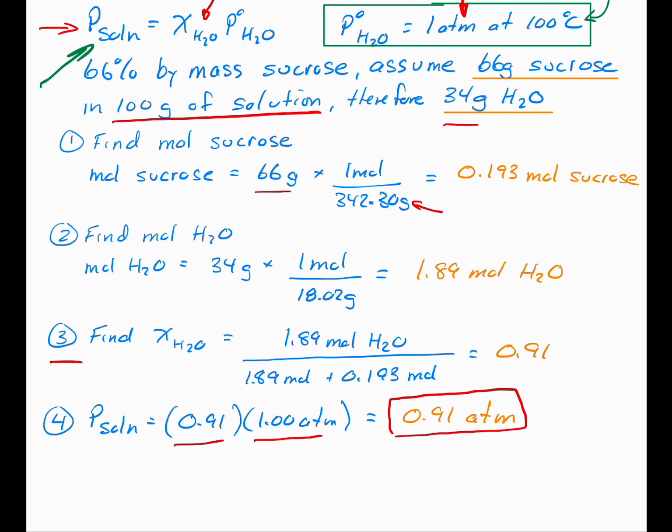So notice again, if we had pure water, the vapor pressure would be 1 atmosphere, but since we're adding some sucrose to it, intermolecular forces are helping to keep some of that water in the liquid, in the solution phase, rather than in the vapor phase. So the vapor pressure of a solution is going to be less than the vapor pressure of a pure solvent or a pure liquid. And that's what we see here. If you get a number that's larger than the pure liquid, then you know you've done something wrong.